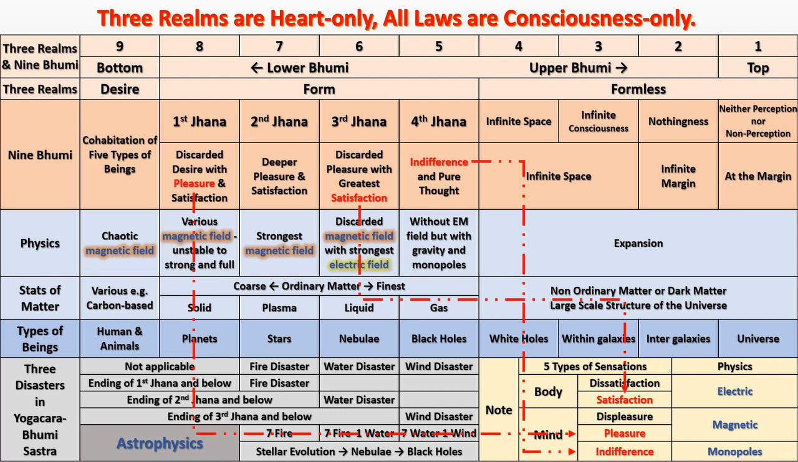1st jhana is separated into 3 levels. Their levels of pleasure and satisfaction vary from weak to strong, and their shapes from nothing to full. These beings are various types of planets.